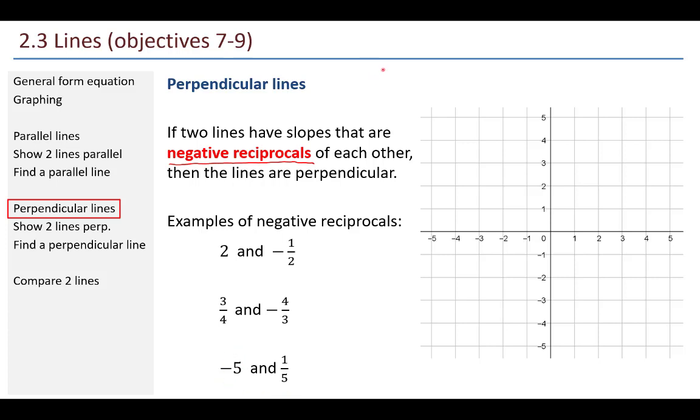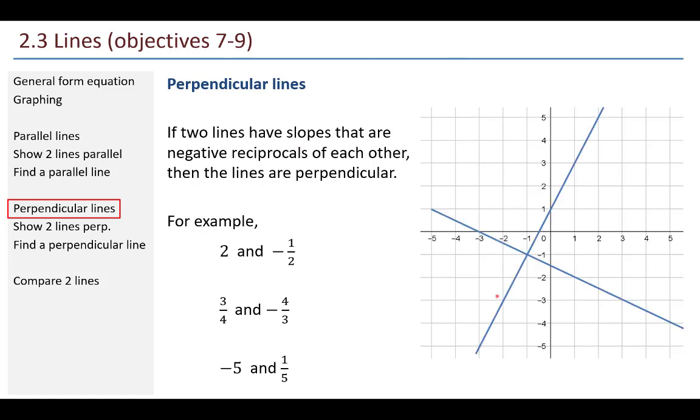In general, negative reciprocals look like this. If your slope of one line is a over b, then I will take the reciprocal of that, b over a, and negate it. So these two numbers, a over b and negative b over a, those are negative reciprocals. Let's take a look at this first example. 2 and -1/2. So I have a line here with slope 2, and I have a line with slope -1/2. And yeah, you can see it looks like those two lines are perpendicular.